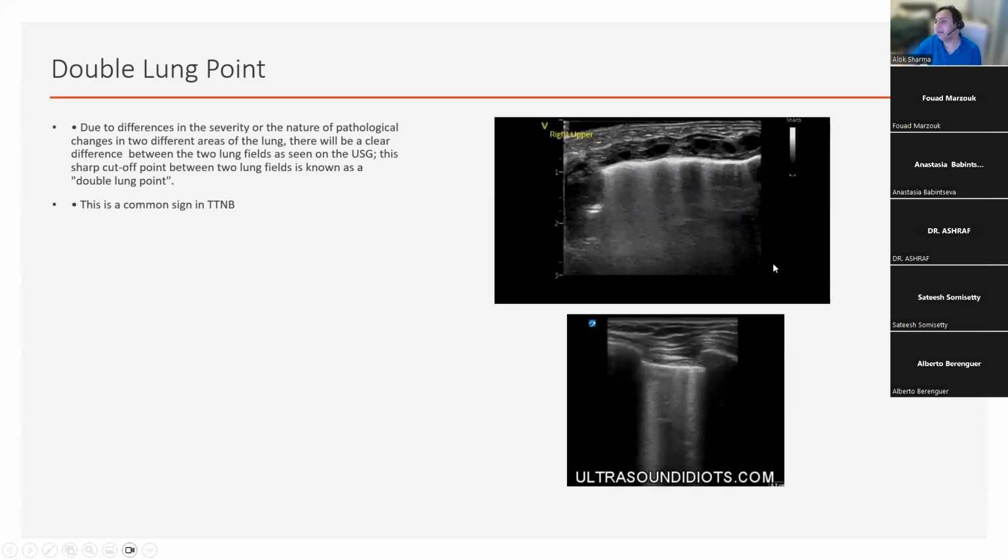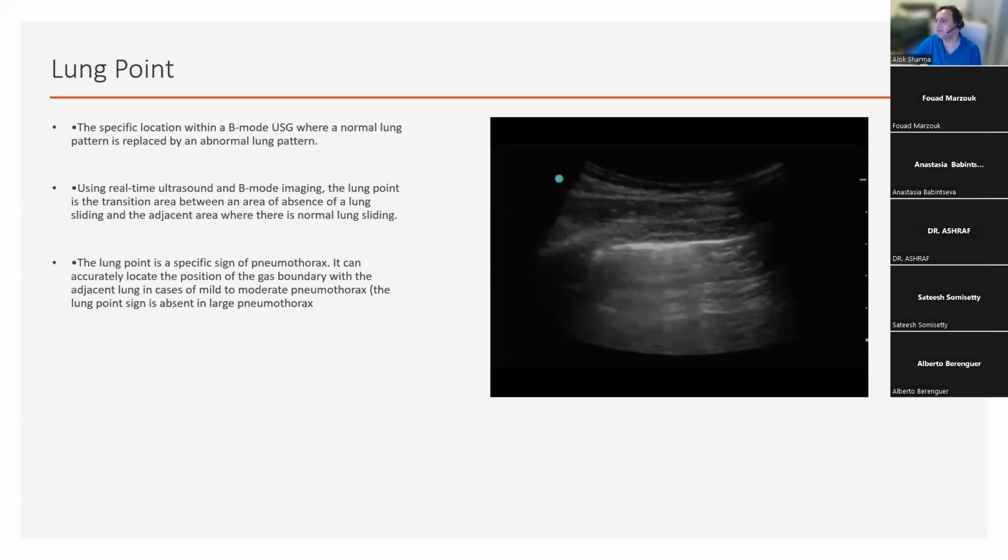This is commonly seen in transient tachypnea of the newborn. And we've spoken about the lung point. This is the most beautiful image of a lung point that I've ever seen.